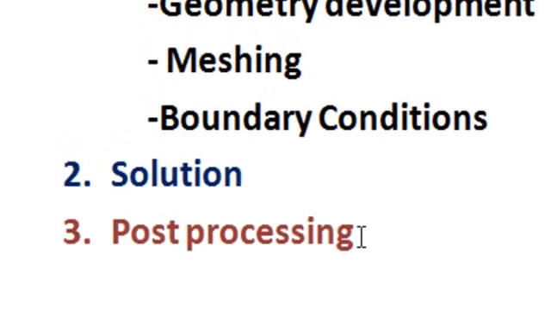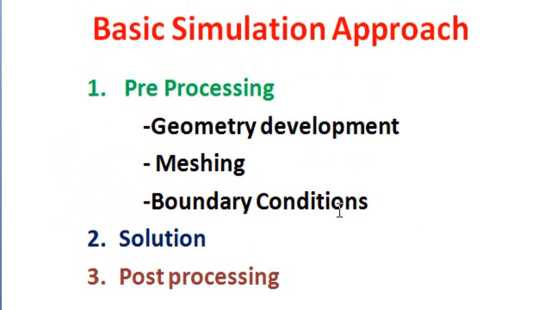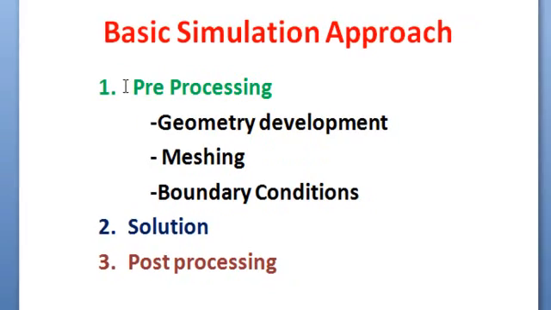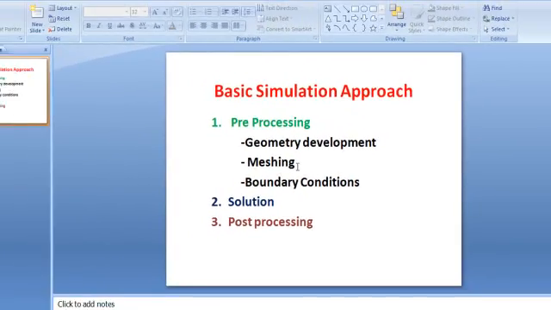So these are the basic three steps for any kind of simulation. First, you need to develop your geometry, then meshing, and then apply boundary condition. Then you solve your problem, and after solution, you post-process your solution, and you can see your desired results. So we will discuss everything here stepwise.